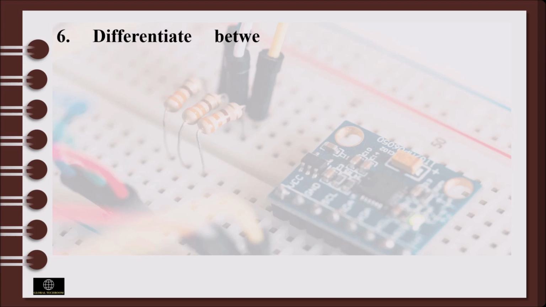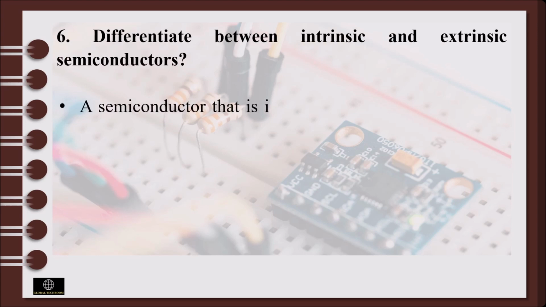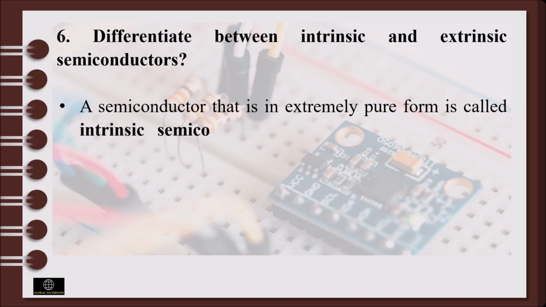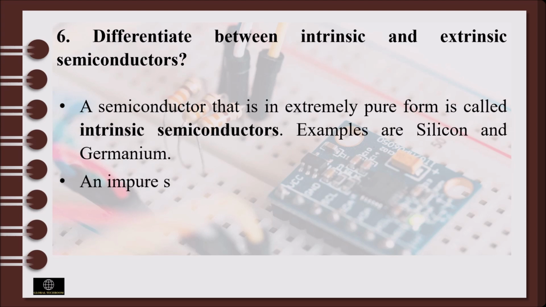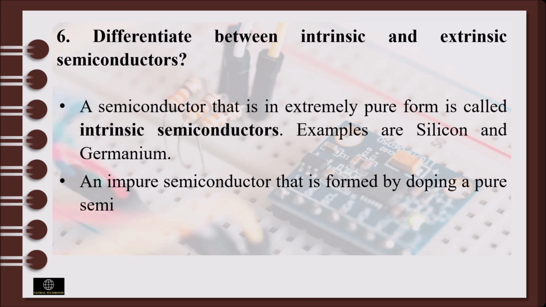Differentiate between intrinsic and extrinsic semiconductor. A semiconductor that is extremely pure is called an intrinsic semiconductor. Examples are silicon and germanium. An impure semiconductor that is formed by doping a pure semiconductor is called an extrinsic semiconductor.